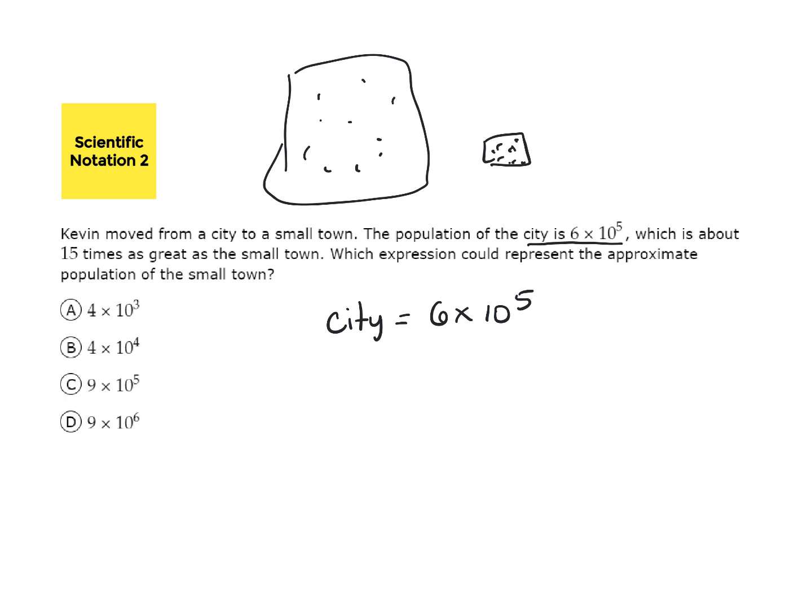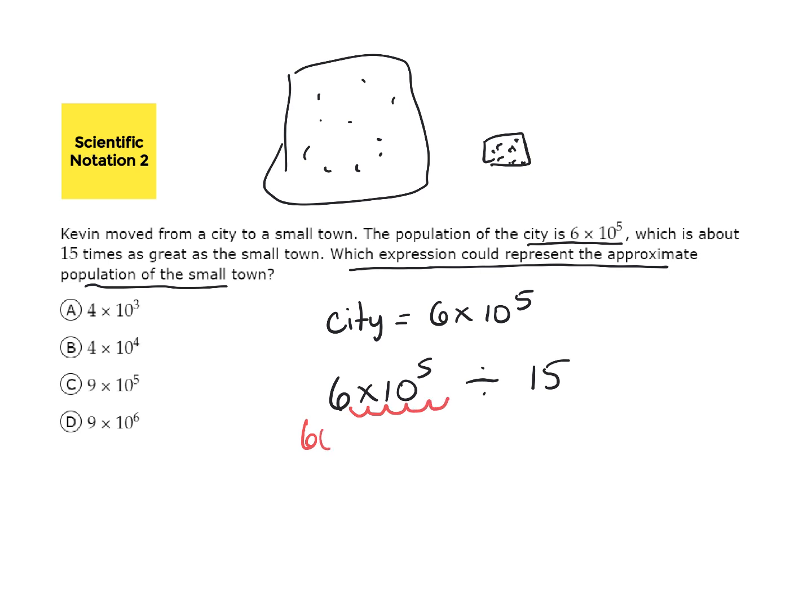So in order to find our small town, we're going to need to divide the city by 15. So I'll take 6 times 10 to the 5th and I'll divide it by 15. It's just as easy to turn this into standard form. 6 times 10 to the 5th is really 1, 2, 3, 4, 5, so I'd have 6 and 5 zeros, and I would divide that by 15.